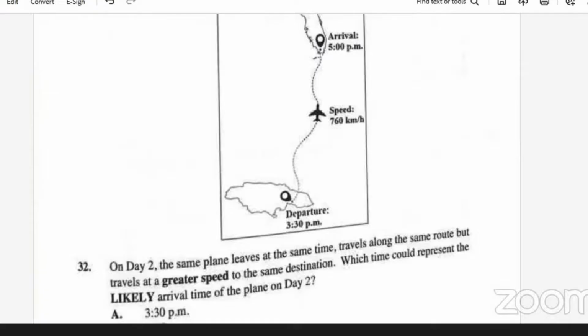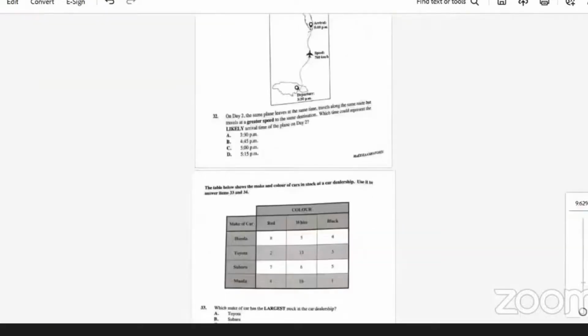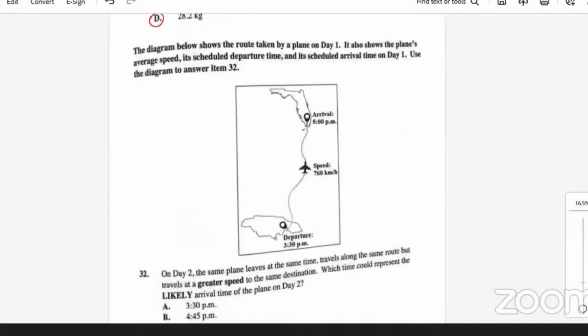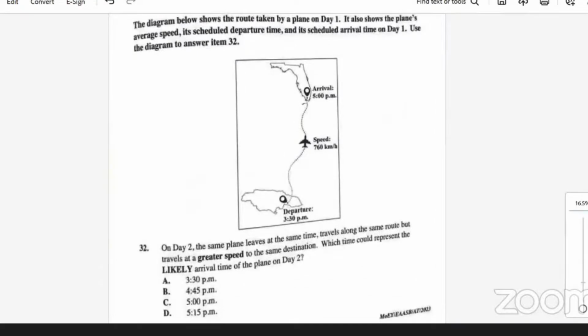I'm going to make it just a bit smaller so we can see everything on the screen at the same time, hopefully. I zoom in just a bit, just to give us everything on this screen at the same time. All right, so on day 2, it leaves at the same time, travels along the same distance, but travels at a greater speed. What time would represent the arrival time?